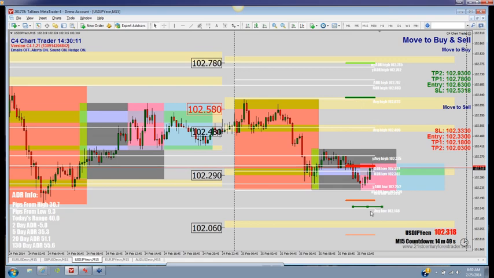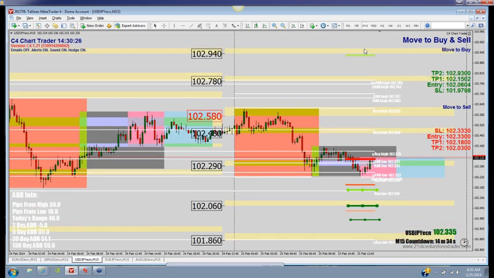Let's just get that set down here. Again, we'll keep our stop fairly tight. We'll keep our profit taking tight as well. So we'll look to buy off of this level right down here. And we're good to go.